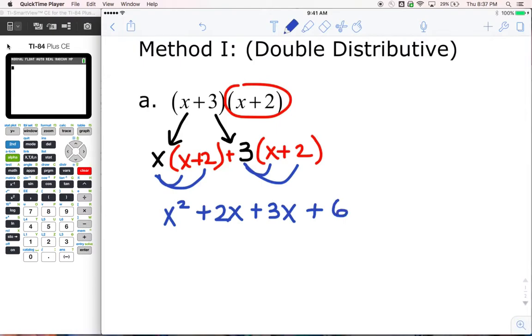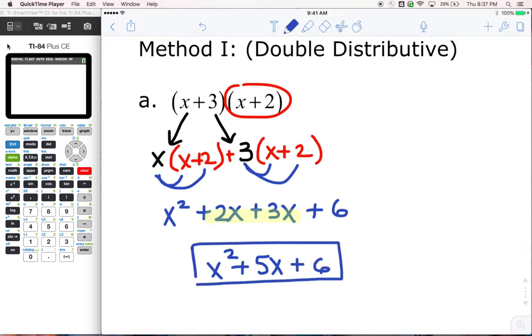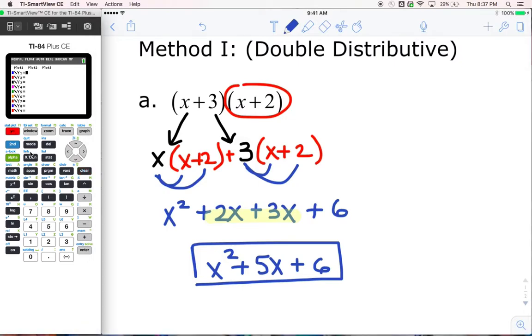To finish, we have to always check for like terms, which we do have here in the middle. So we've got x squared plus 5x, right? 2x plus 3x is 5x, and then plus 6. And no more like terms exist here, so we are left with this trinomial. Trinomial means I have 3 terms, right? Always get into the habit of checking to make sure you did this correctly, especially while we're just learning, you guys, and you got to make sure that you're doing this the right way.